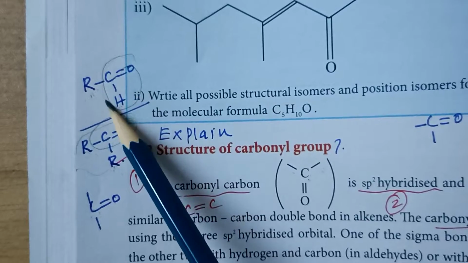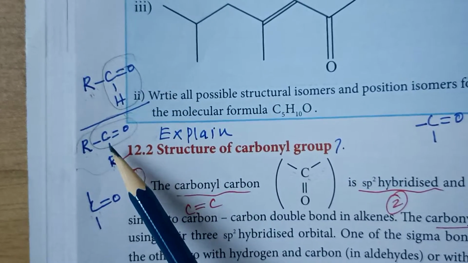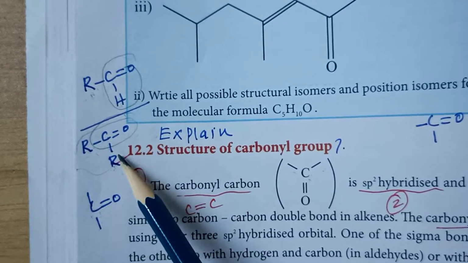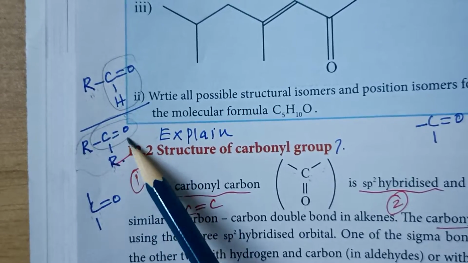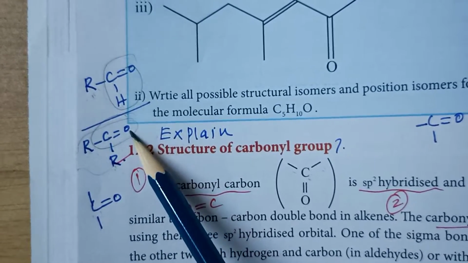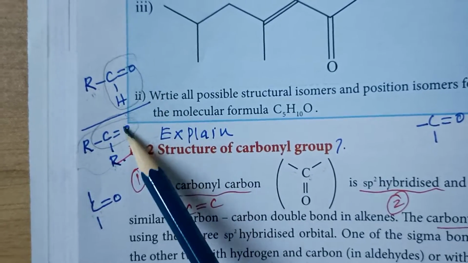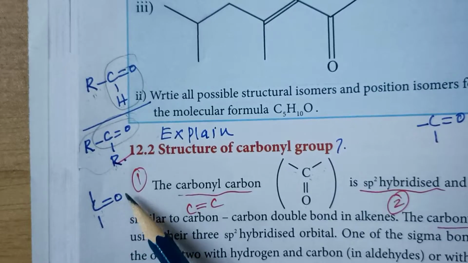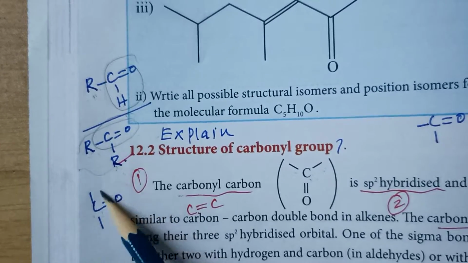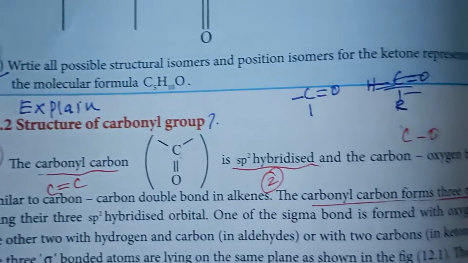So this CHO functional group is called aldehyde. On the other hand, when both valencies are attached with alkyl groups, the C double bond O is called what? The ketonic group. CHO is the aldehyde group, and this one is the ketonic group. Now we are going to study the structure of the carbonyl group present in aldehydes and ketones.